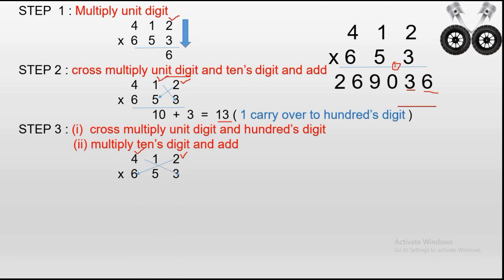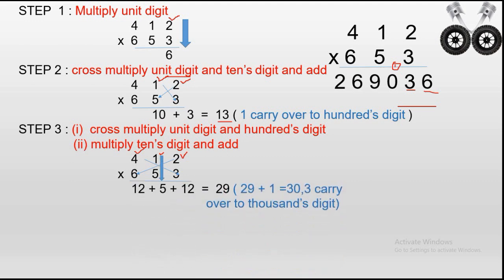Then we have to multiply the 10th digit, that is the numbers which are present in the 10th place. So those are 1 and 5. So 1 into 5 is 5. So 12 plus 5 plus 12 equal to 29. Already we have 1 as a carryover. So 29 plus 1 equal to 30. In the 30, you have to write 0 in the 100 place and 3 should be written for the carryover.